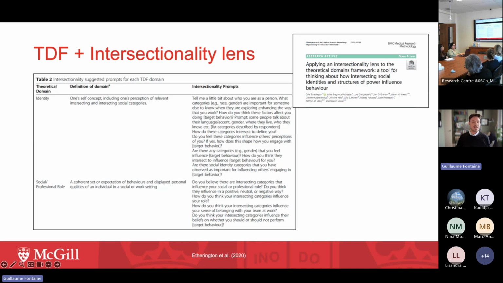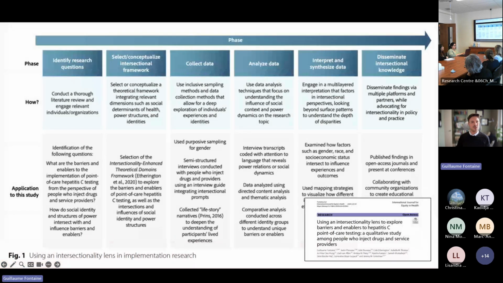So intersectionality really looks at uncovering the life story of those people and at how this life story and those characteristics influence whether or not they're going to seek care. We developed a new approach for embedding an intersectionality lens in implementation research. It starts with which research questions you are asking, then making sure you select an appropriate framework to guide your research. How are you going to collect data in a way that's aligned with intersectionality as well? How are you going to analyze data, interpret, and disseminate knowledge?